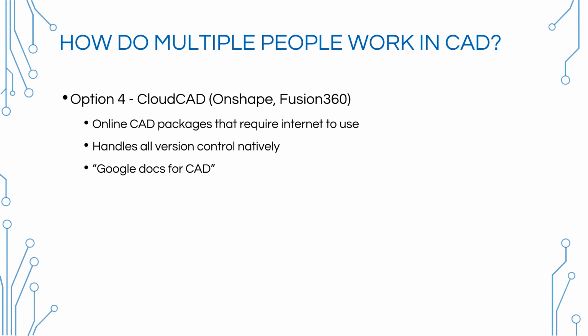OnShape works entirely within the browser. It uses your browser's hardware graphics acceleration, and you can basically just do the CAD in your browser. These require the internet to use, but the important thing is that they handle all version control natively.